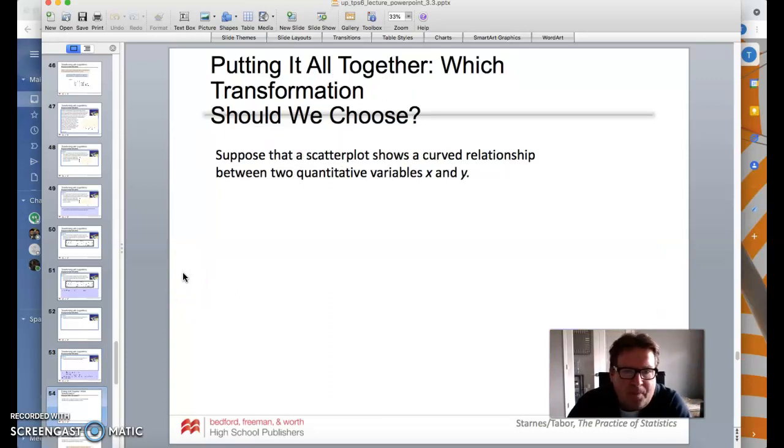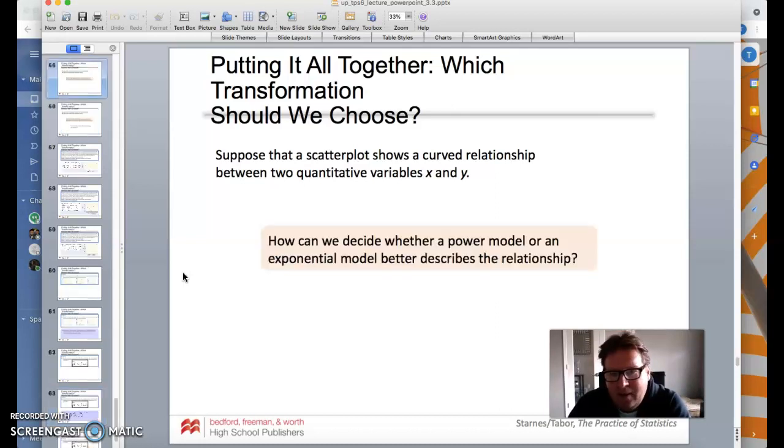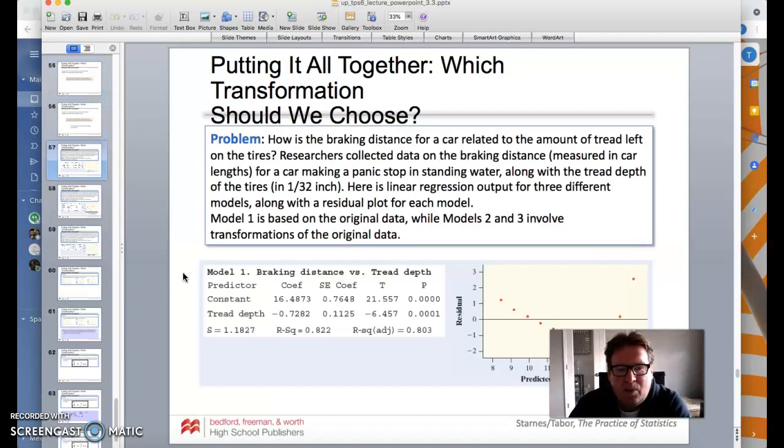All right, so how do we know which one to choose? Suppose that a scatter plot shows a curved relationship between two quantitative variables x and y. How can we decide whether a power model or an exponential model best describes it? Well, here we go. This is a good example of what we can do here.